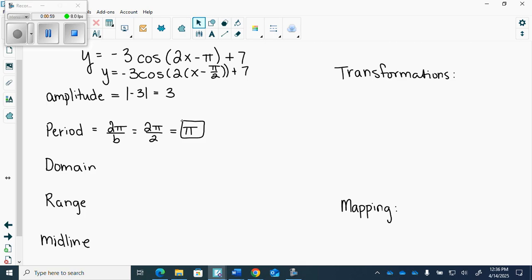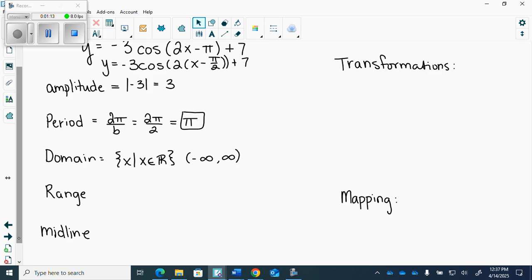The domain of every trig function is x ∈ R in set notation, or negative infinity to positive infinity in interval. To get the range, we need the max and the min. And we want to find the max and the min without our calculators. So remember, if we find the midline, what's the midline? y equals 7. So we have a middle line here. It's at y equals 7.